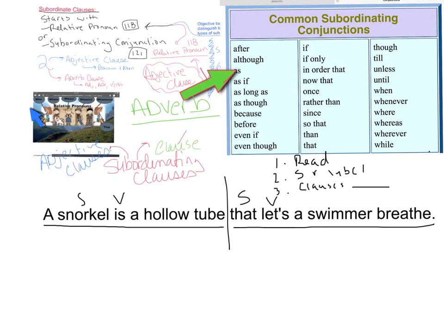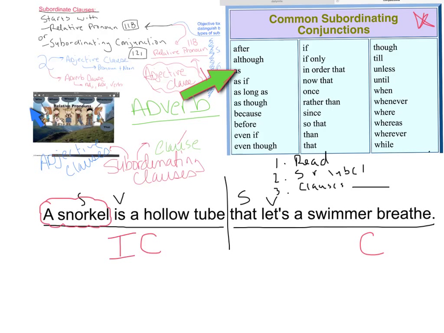So hold on. Let's look at the first clause up here. We know that this is a clause, we just don't know what kind, because it's subject verb. So again, I want to look at that first set of words. A snorkel. Is it up in this box up here? Do you see it? Snorkel? No, it's my subject, but I got to check. It's not a subordinating conjunction, and it's not a relative pronoun. So this one here is an independent clause. I could check that by saying a snorkel is a hollow tube. Could that be a sentence all by itself? Yes, it could be. So that definitely is an independent clause.